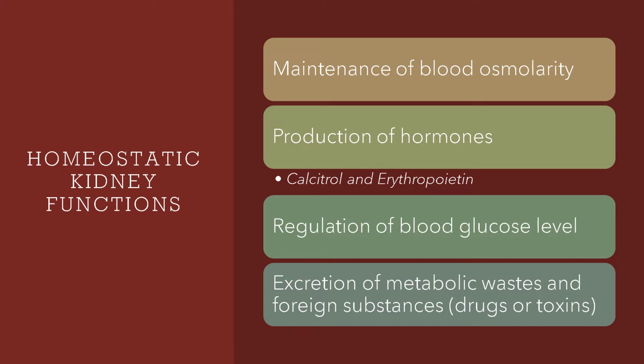The next one is the production of hormones. We went over this very briefly earlier, but the kidney does produce two hormones, calcitriol and erythropoietin. Calcitriol is going to be the active form of vitamin D.